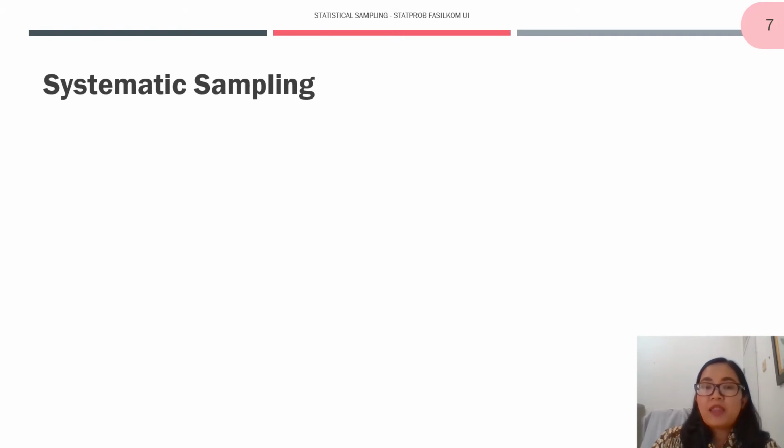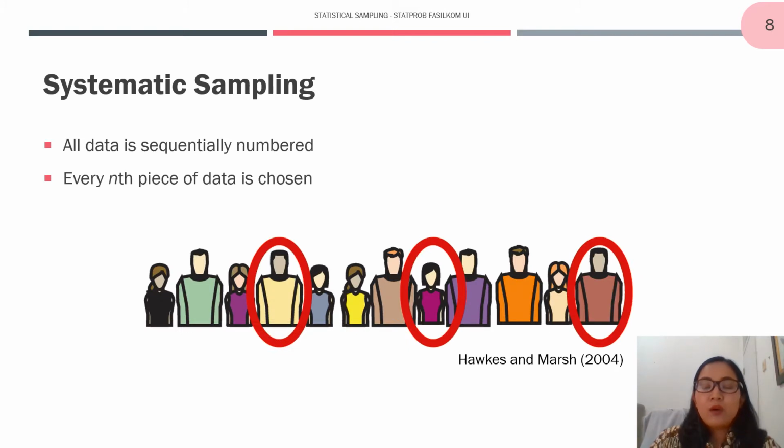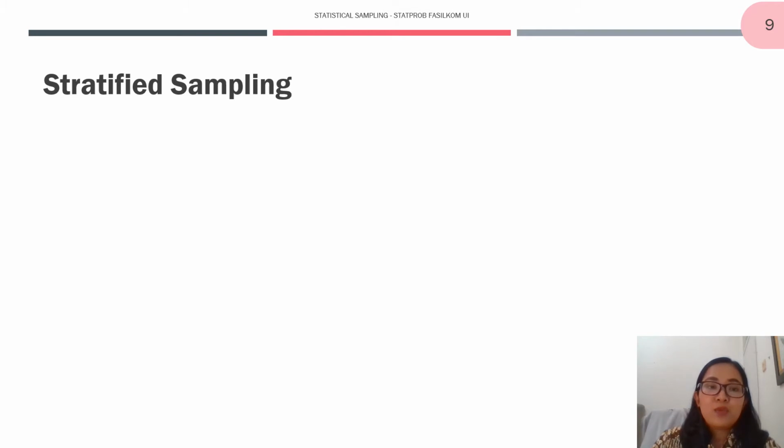The next method is systematic sampling. As its name suggests, there is a sort of system put in place for us to do this method of sampling. So if my data were to be ordered or numbered, I would then study every nth data point for my study.